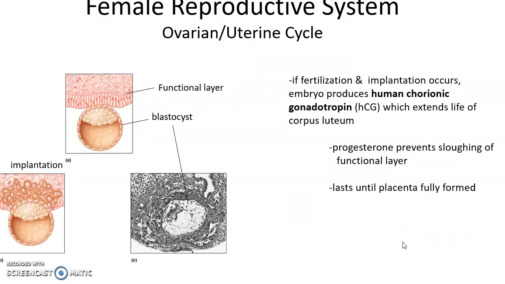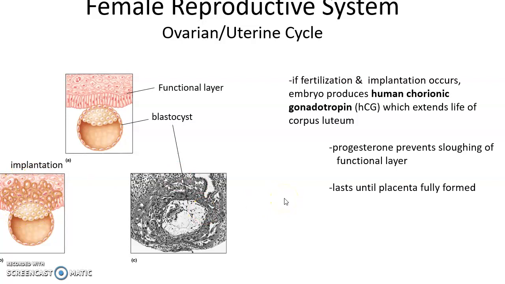If fertilization and implantation occurs, then the oocyte, actually by the time it reaches the uterus, if it was fertilized, will have divided and be a clump of cells, and the clump of cells will embed into the functional layer of the uterus. So the blastocyst, that's the official word for that ball of cells, will attach to the functional layer of the uterus and then embed into it, burrow into it.